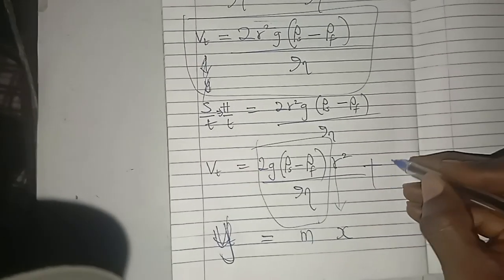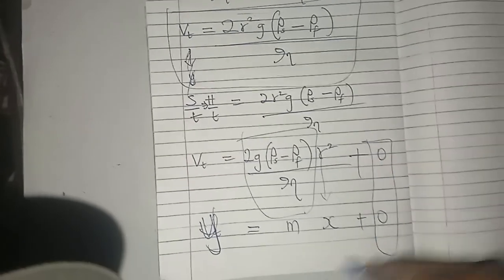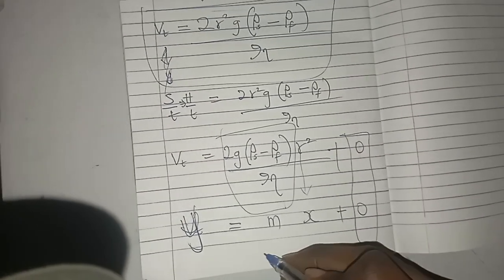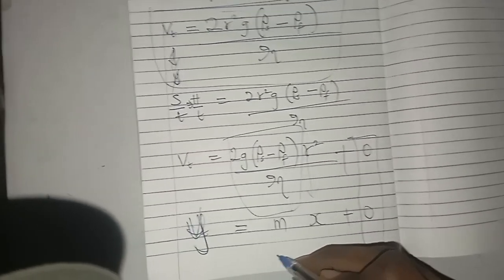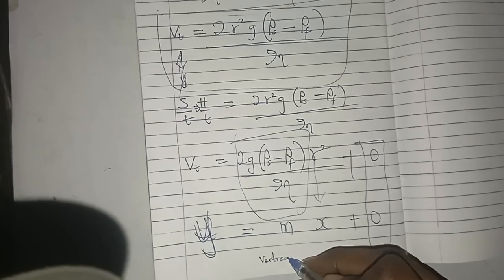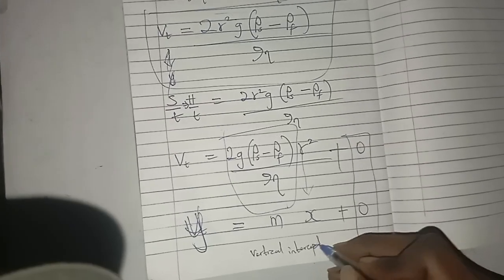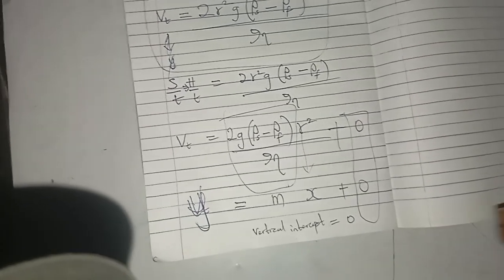That means plus 0, which means that anytime you are doing this practical, most of the time, your vertical intercept will be equal to 0. Note that.